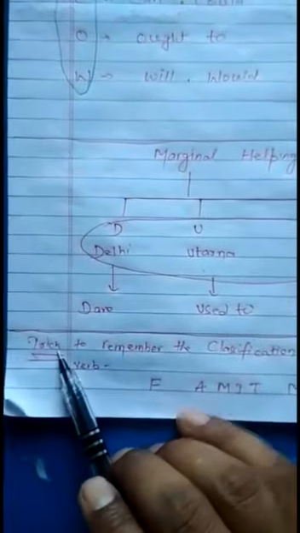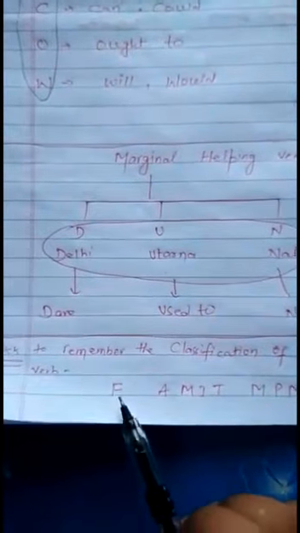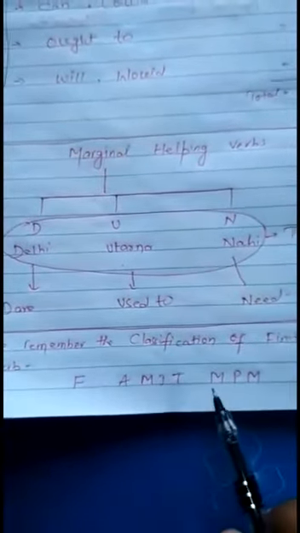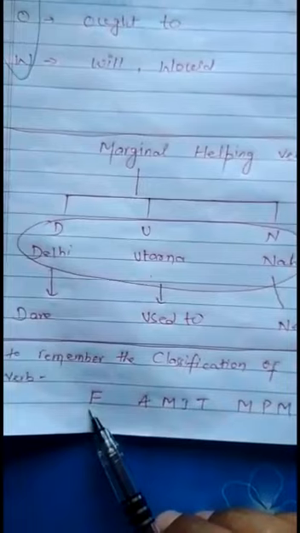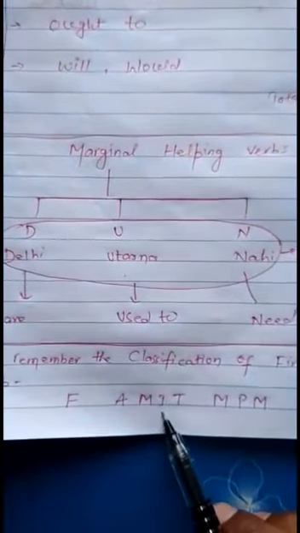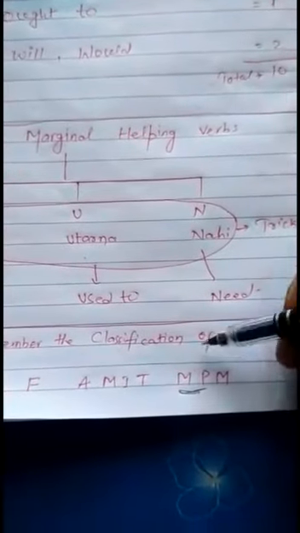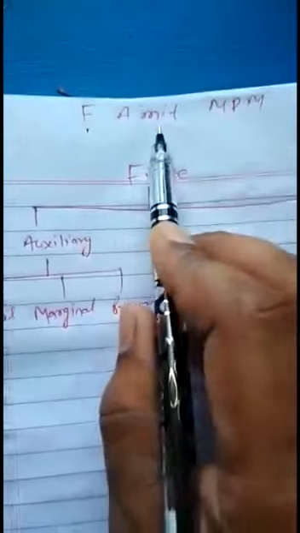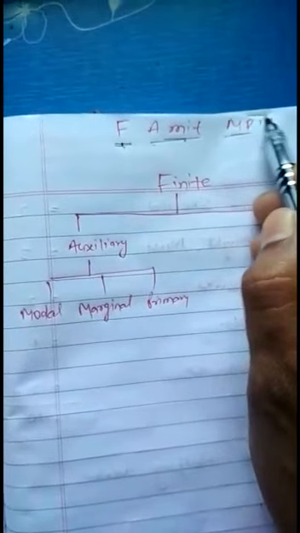Now I am going to give you the trick to remember the classification of finite verb, that is F, AMIT, MPM. How will you remember it? I am going to give you a friend. The name of the friend is Amit. He lives in MP, and next time he is going to be the PM. Understood? Now see the benefit of this. Now F, I have written the same thing, F, Amit, MPM. Friend is there. The name of the friend is Amit. He lives in MP and he is going to be the PM.